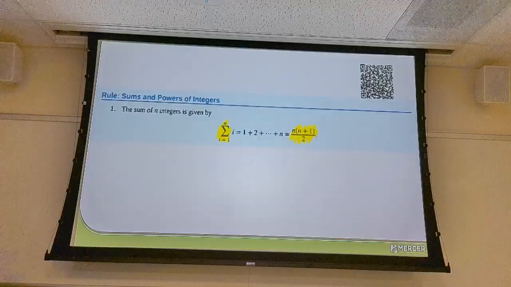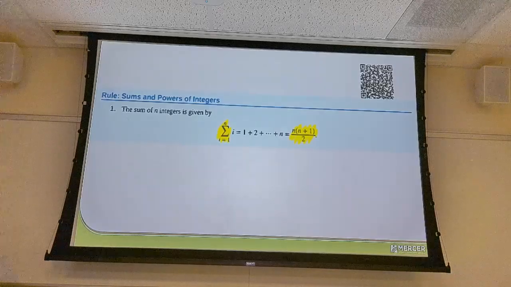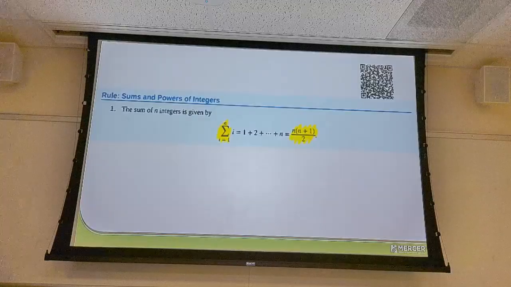The sum of the first n squares is n times n plus 1 times 2n plus 1, all over 6.